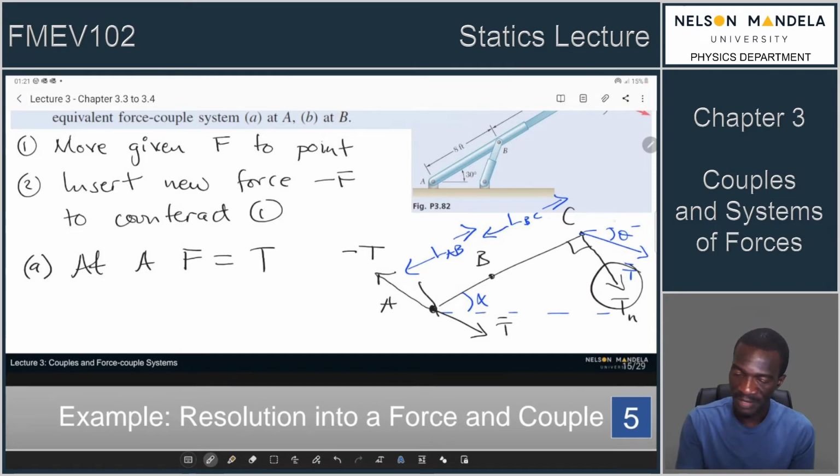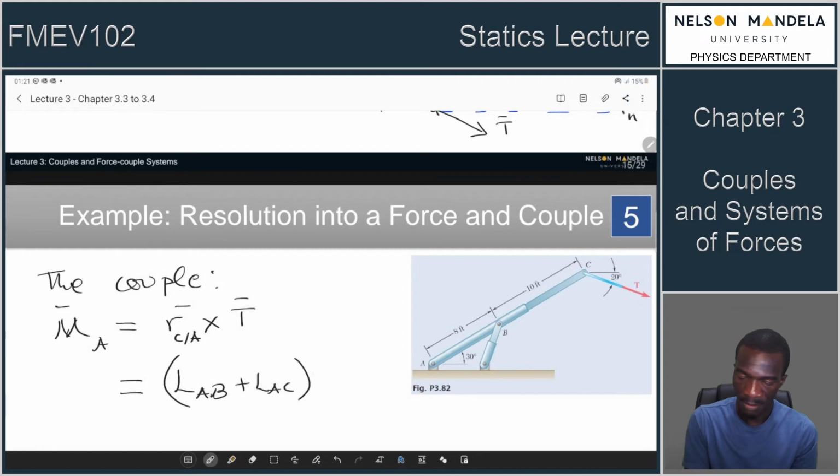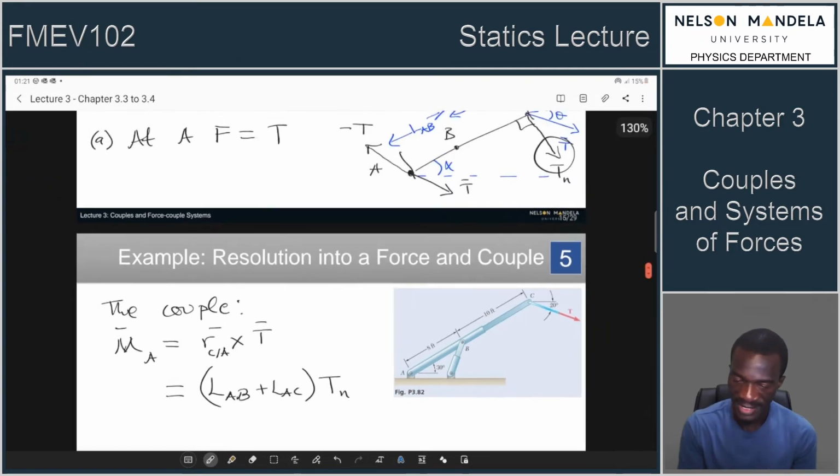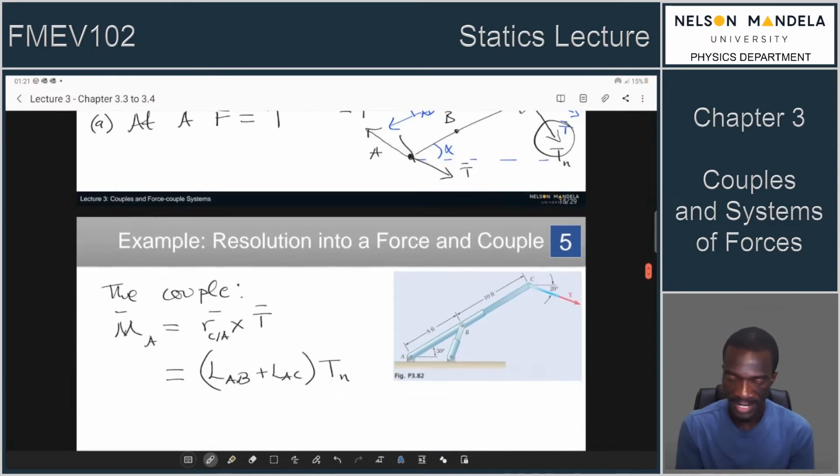Then you multiply it by this distance, LAB plus LAC. So we can write it as LAB plus LAC multiplied by the T normal. So those are two ways to try and resolve a force into a force and a couple. So we have just replaced that system with a force and a couple.